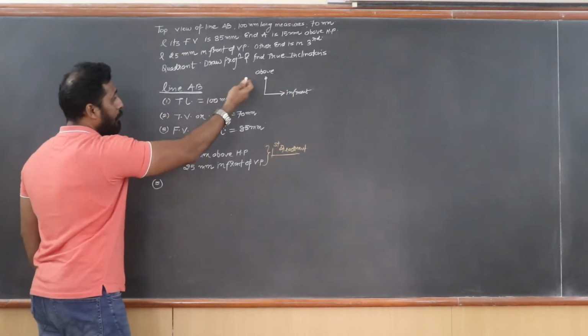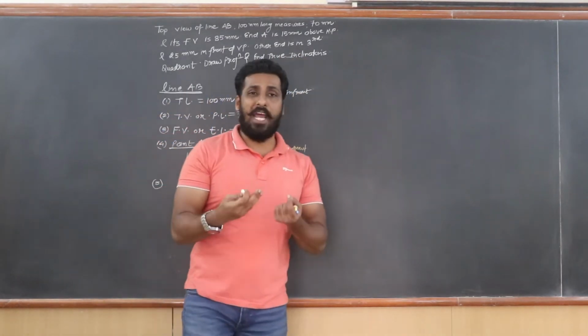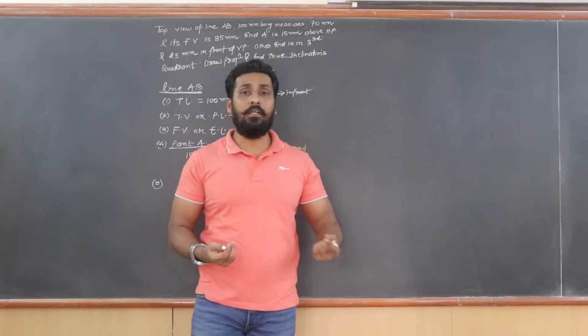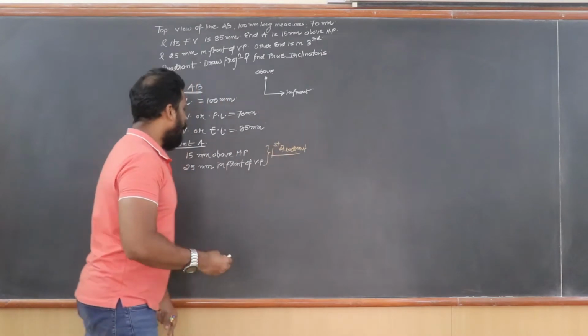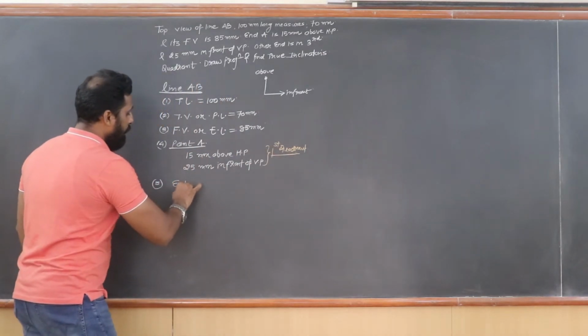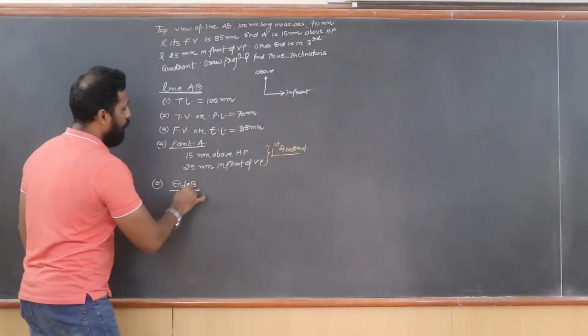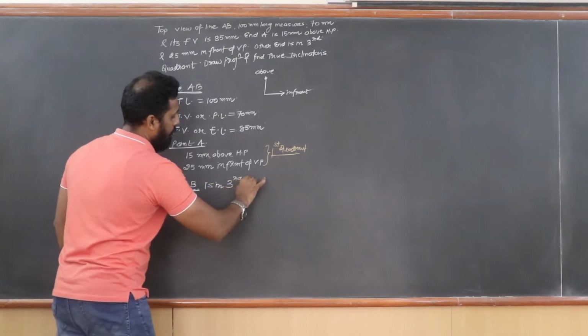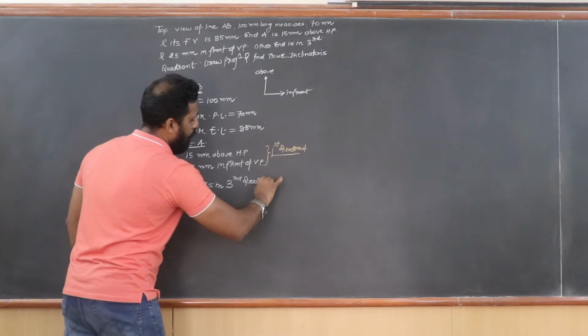So, that means when you talk about line AB, one of the ends is point A and the other end obviously becomes point B. So, he's telling that end B is in the third quadrant.